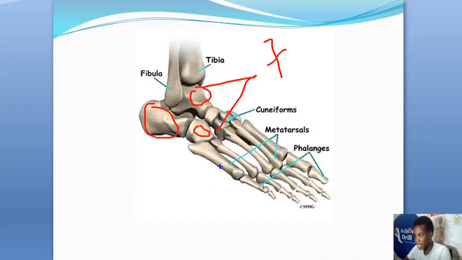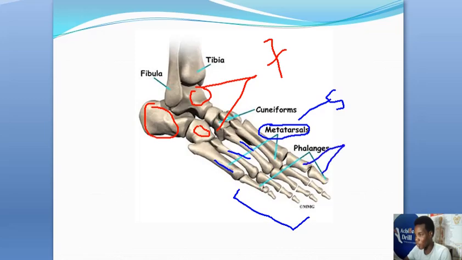The metatarsals include this one right here, this one right here, this one right here. We have 5 of them. There are 5 metatarsals. And then the phalanges are simply the bones of the toes. Understand that the big toe has just 2 phalanges.